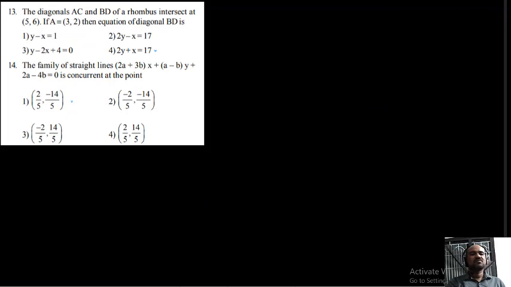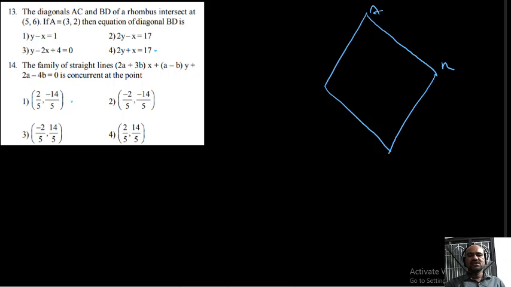Okay, so next problem. The diagonals AC and BD of a rhombus intersect at 5, 6. First of all, I want to draw the diagram. This is a rhombus, a special type of parallelogram. So ABCD is a rhombus, BD is one diagonal, AC is another diagonal. Diagonals are perpendicular bisectors but not equal in length. M is the point of intersection, given as 5, 6.